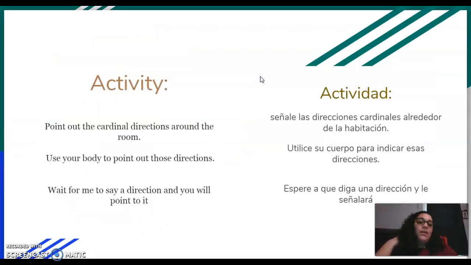So, I have an activity that I want us to do. Before we get started, you're going to wait for me to say a direction and you're going to point to it. Okay? So, we're going to point out the cardinal directions around our room. And you're going to use your whole body to point out those directions. So, first, I want you to point out north. Which way is north? If you pointed your body up, you're absolutely correct. Awesome job.